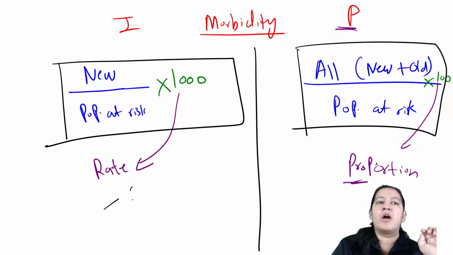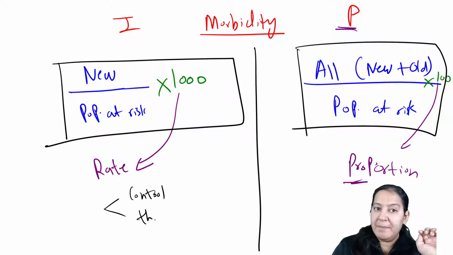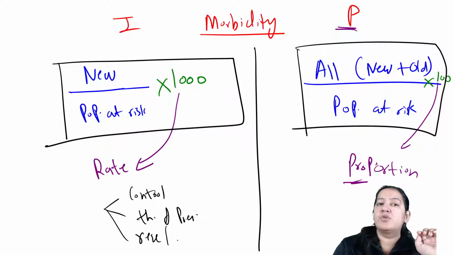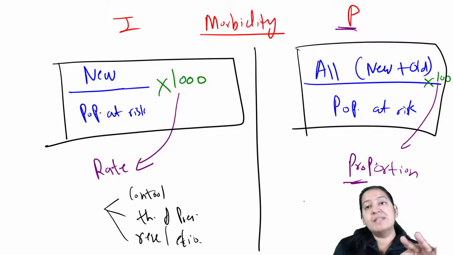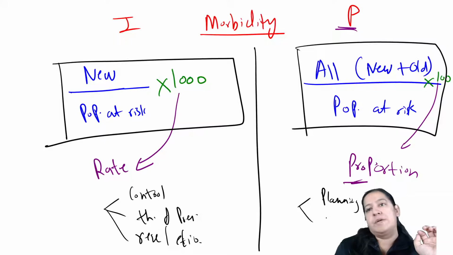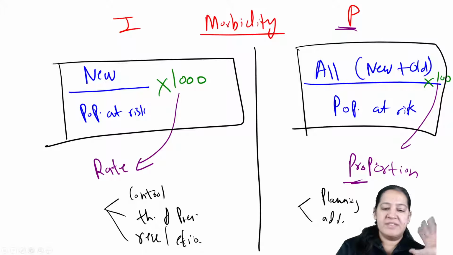Incidence is used for controlling the disease, for therapeutic measures, for preventive measures, for research purposes, and for knowing the etiology and pathogenesis of the disease. Prevalence is used for planning and administrative purposes, for example for any new hospital. So these are the uses of incidence and prevalence.